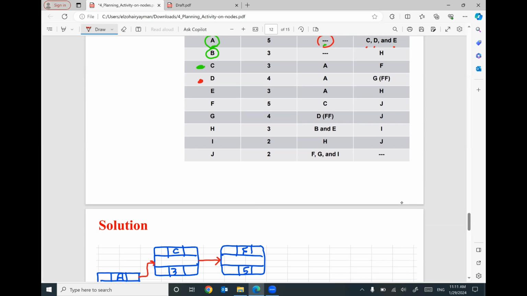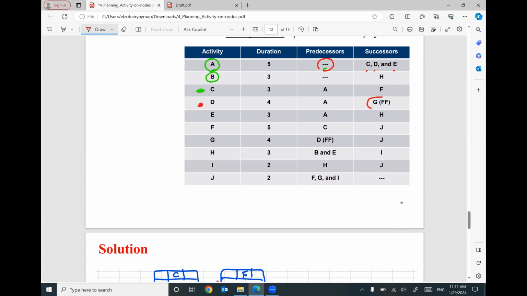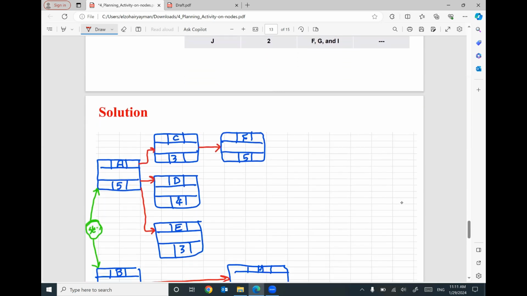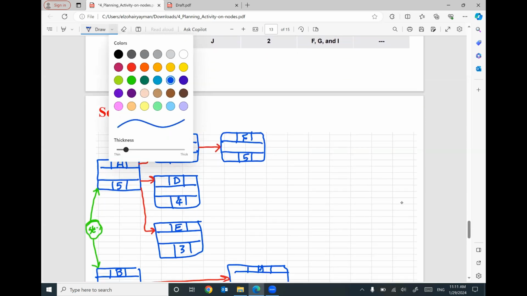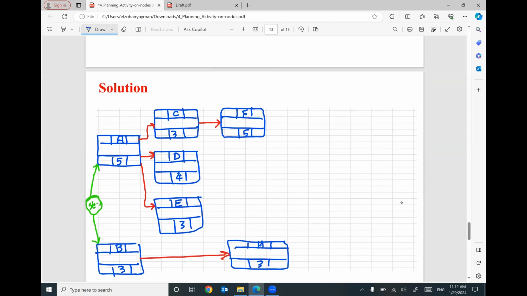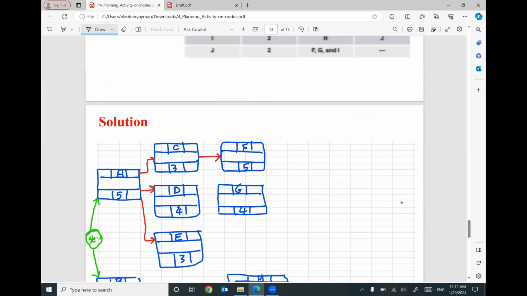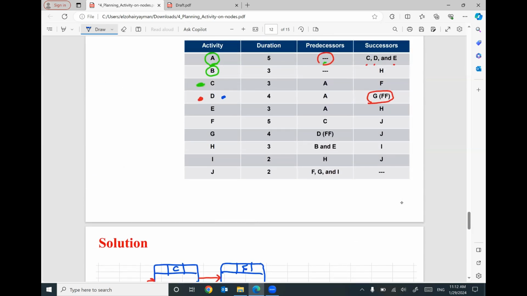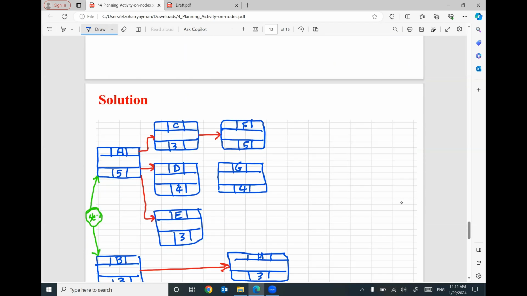But the following or the successor is G, and we are given here FF. The relationship is FF. So I will put here G. Be careful about this relationship. If nothing is given, it will be finish to start, which is a norm. But for G, has a predecessor D. This is G with a duration equal 4. And the relationship between D and G is finish to finish. So be careful about this one. So the finish of D means the finish of G.